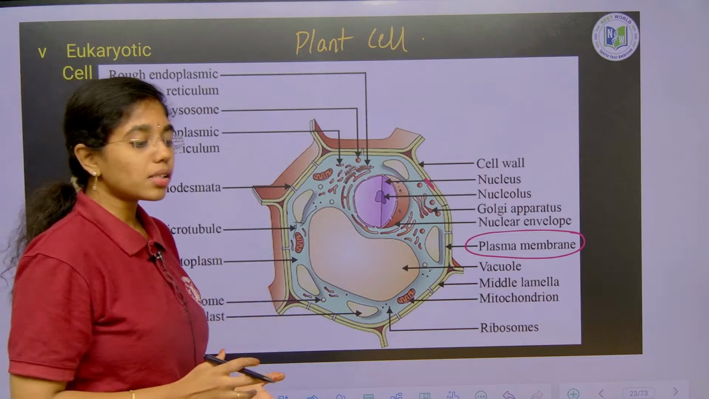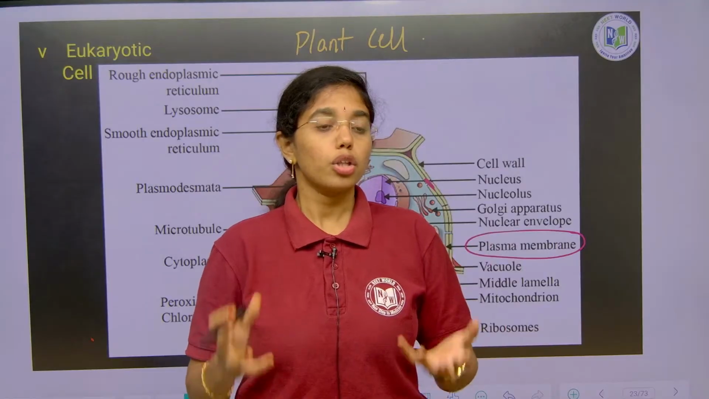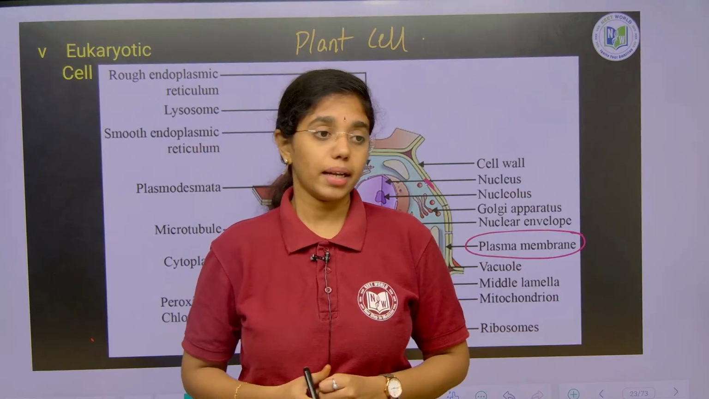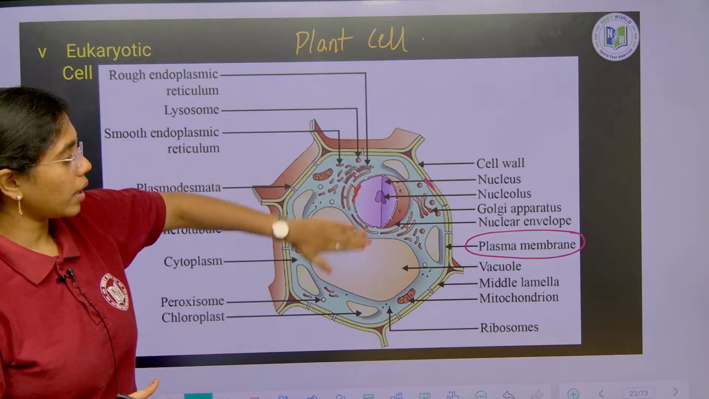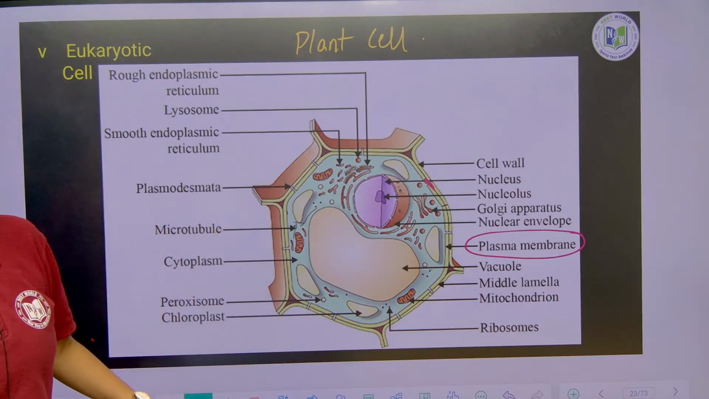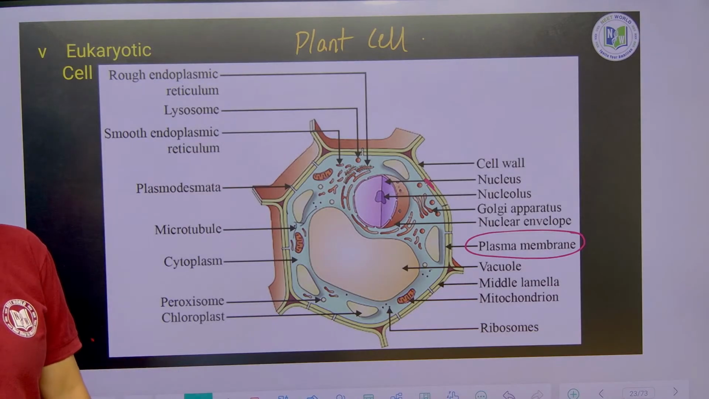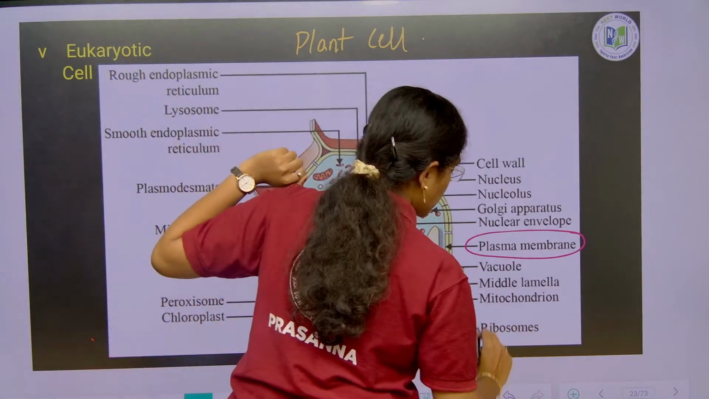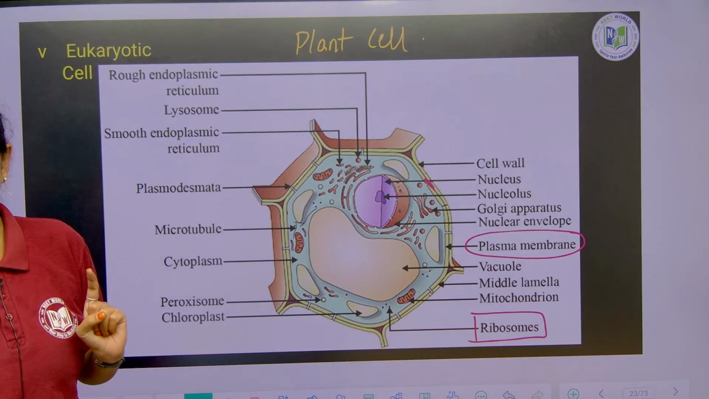In a prokaryotic cell, we don't have any membrane bound organelles. So there is no active compartmentalization in the prokaryotic cell. But in eukaryotic cell, we have single membrane bound and double membrane bound organelles, which gives active compartmentalization of cytoplasm. Here if you observe, the only non-membrane bound organelle in plant cell is ribosome.